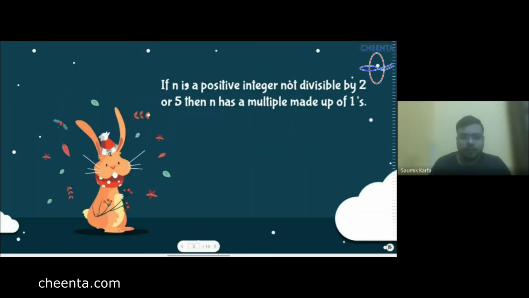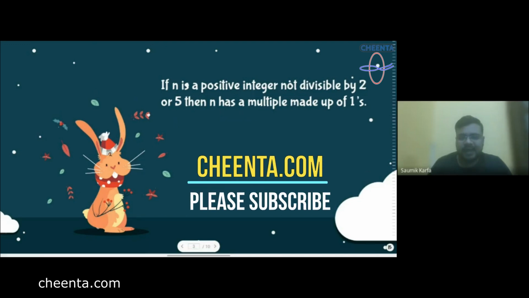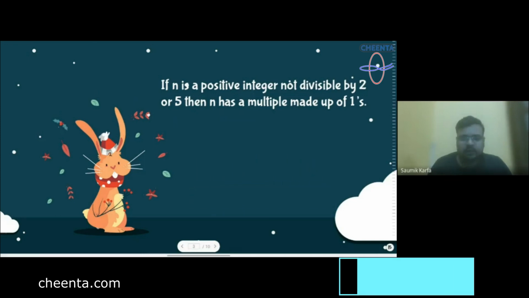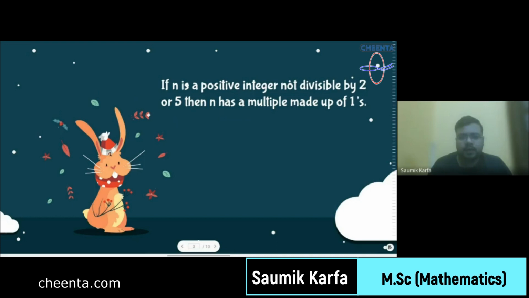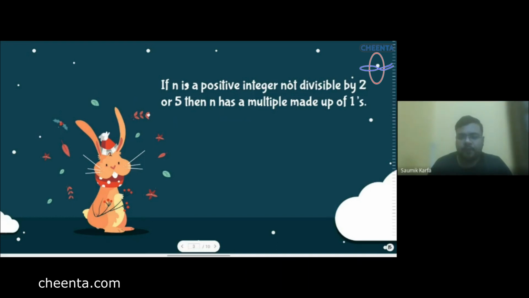Here, if you can read the problem: if n is a positive integer not divisible by 2 or 5, then n has a multiple made up of ones only. So at the first glance, the problem seems to be on the topic of divisibility, but basically we'll take help of pigeonhole principle to solve this problem. Before we start, you can give it a try. So you can pause the video and try to solve this problem.